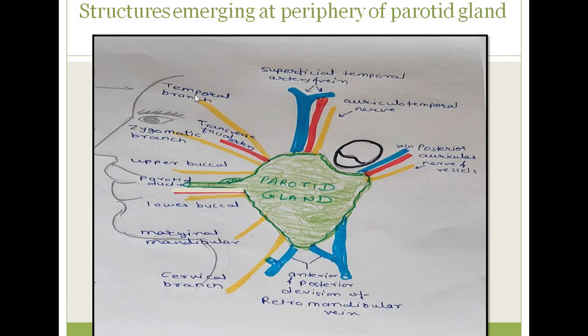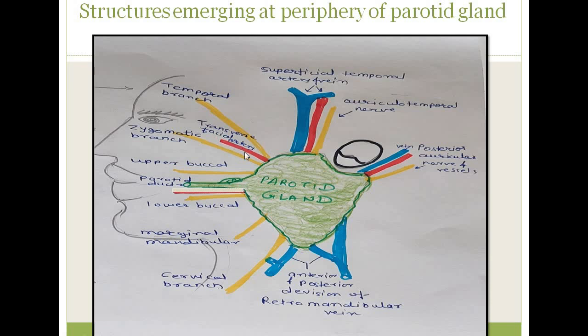These are now toward the temporal region, temporal branch, towards zygomatic region, zygomatic branch, upper buccal branch, lower buccal branch, marginal mandibular branch, and cervical branch. So these are the branches of the facial nerve exiting from the anterior border of this parotid gland. Also you can see the parotid duct, also known as Stenson's duct.